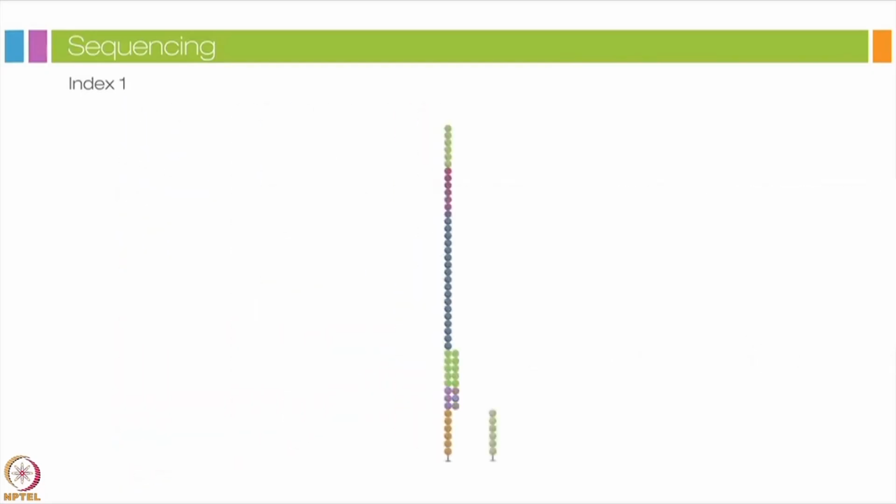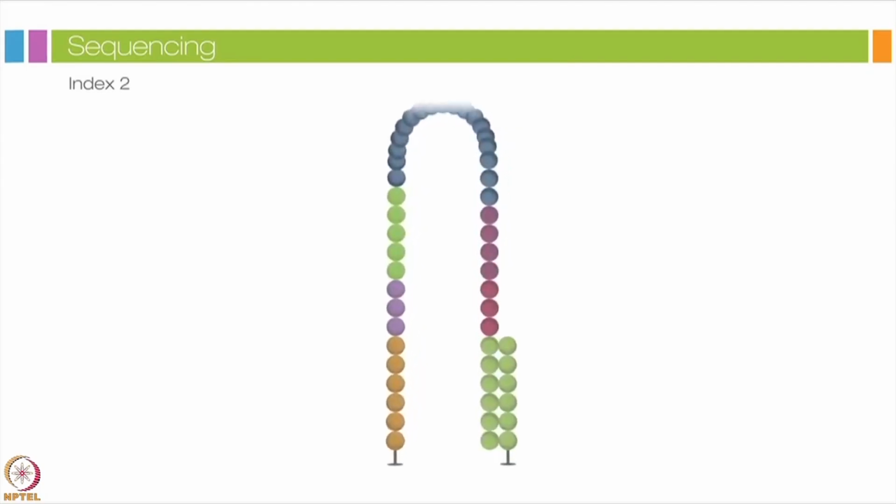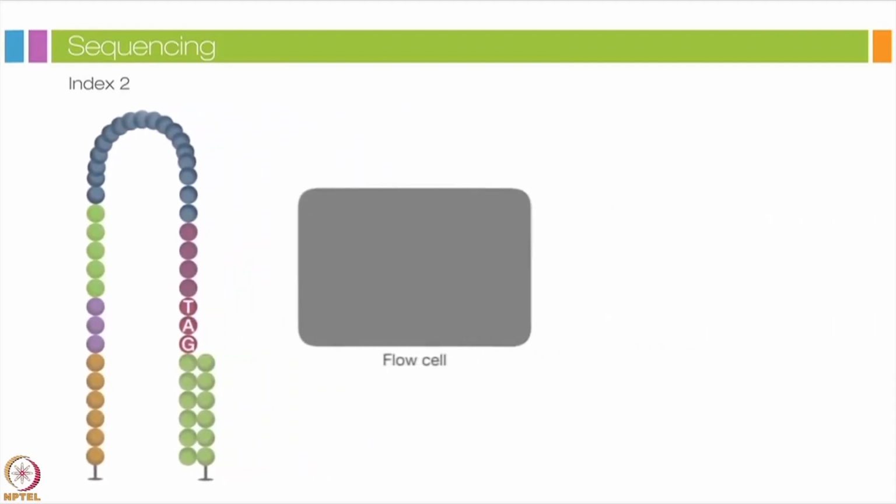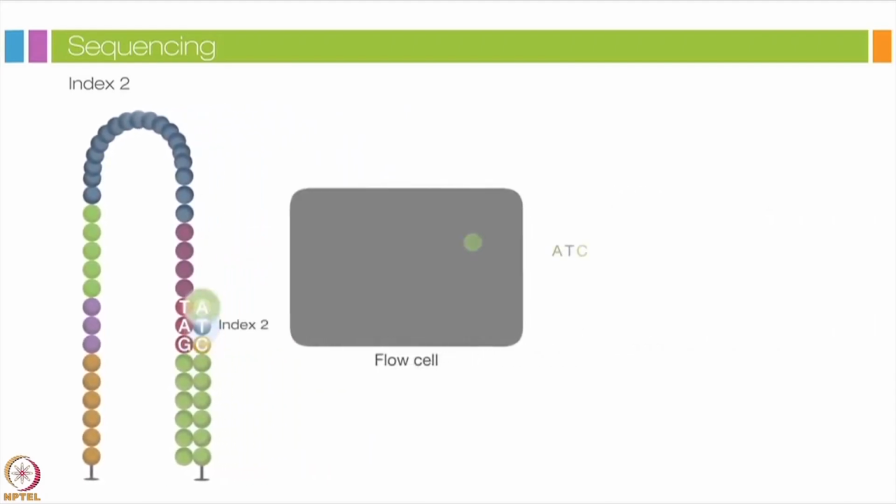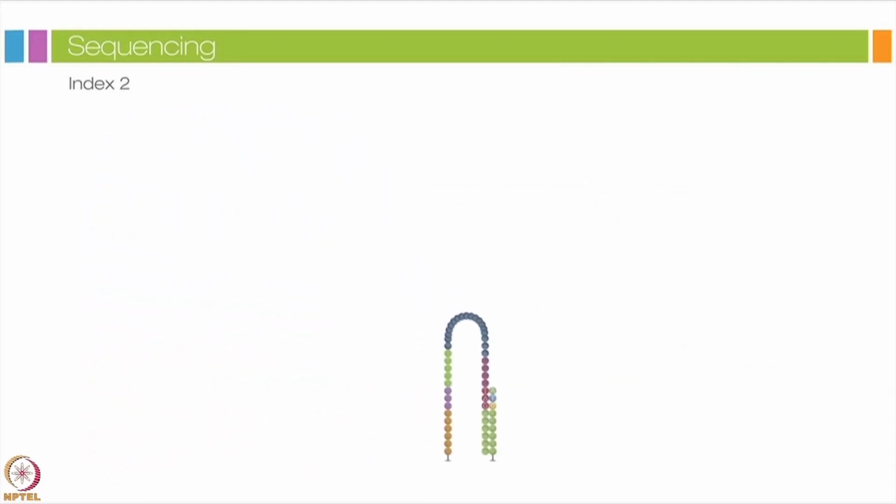After completion of the index read, the read product is washed off and the 3' end of the template is deprotected. The template now folds over and binds the second oligo on the flow cell. Index 2 is read in the same manner as Index 1. Index 2 read product is washed off at the completion of this step.